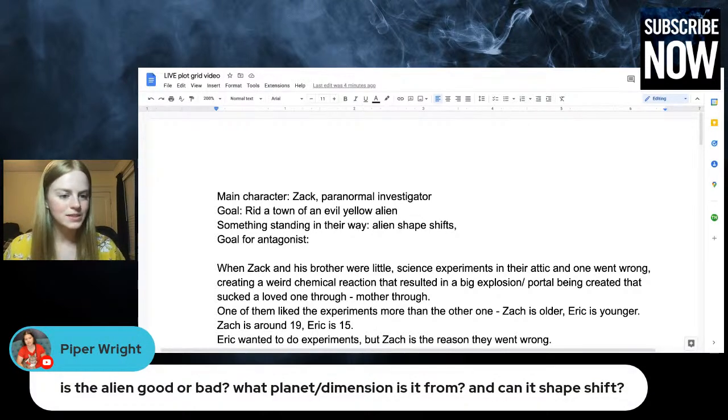Piper said, "Is the alien good or bad? What planet or dimension is it from? And can it shapeshift?" All very good questions. Yeah, that's why we're trying to figure this out, because this impacts the genre and theme, or the general feeling of the story we're telling.